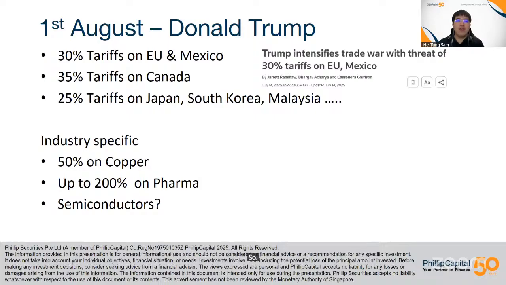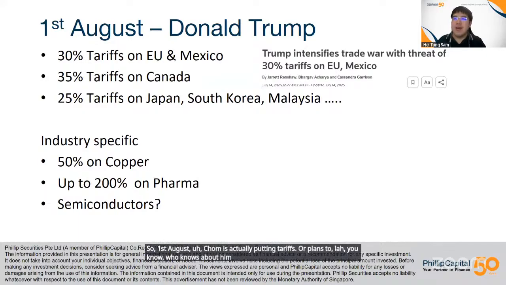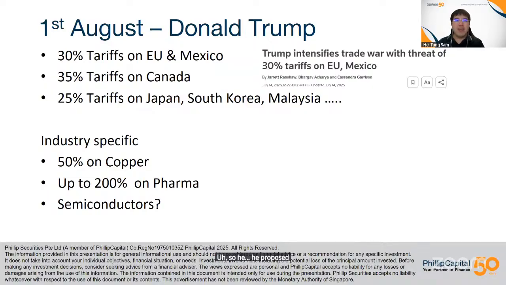So on 1st August, Trump is actually putting tariffs on, or plans to. Who knows about him? He's a little bit random at times. He proposed the following: a 30% tariff on the EU and Mexico, 35% on Canada, and 25% on Japan, South Korea, and Malaysia. So 25% on his closest allies in Asia, trading partners where he has military bases.